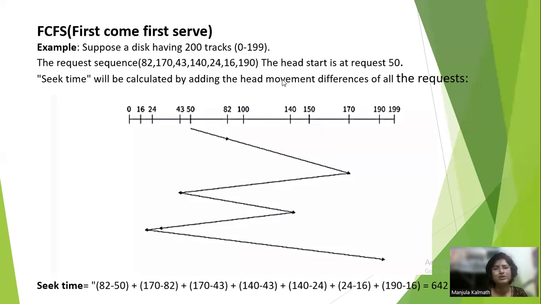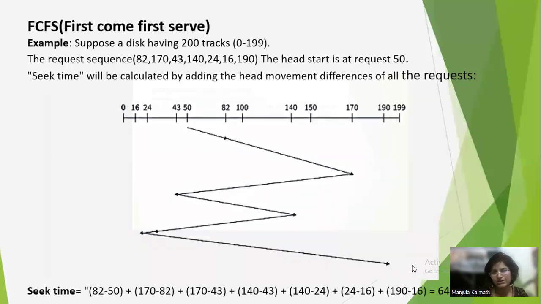Hello everyone. In the previous video, we discussed FCFS, first come, first serve, and we noticed how the service is given in sequence. As the requests come in, the service is given in the same sequence. The seek time for this one is 642. Then we continue with the next algorithm.